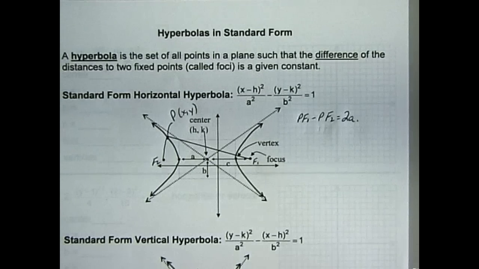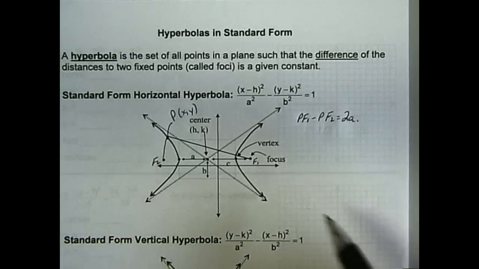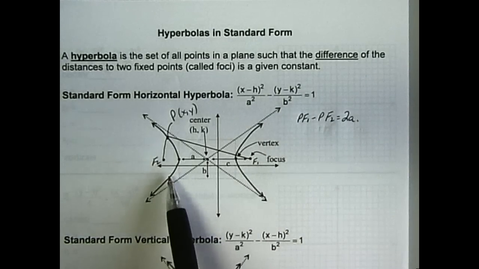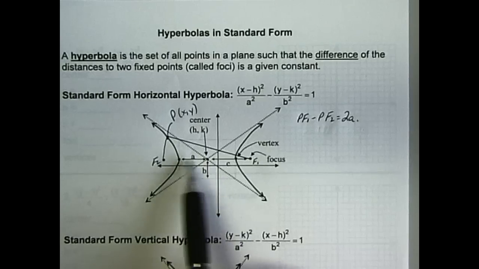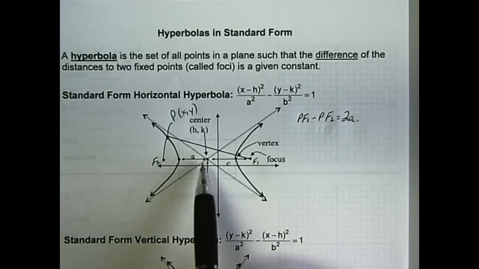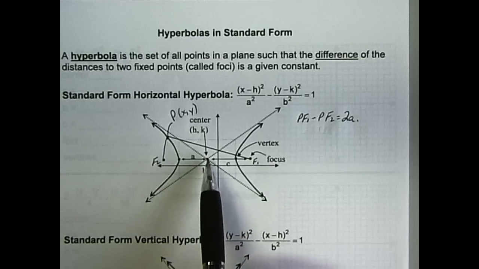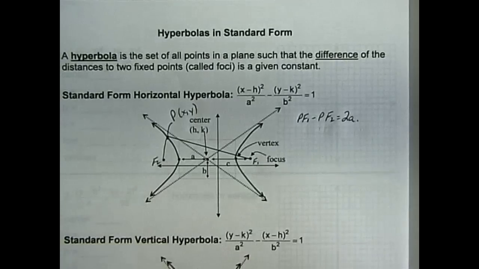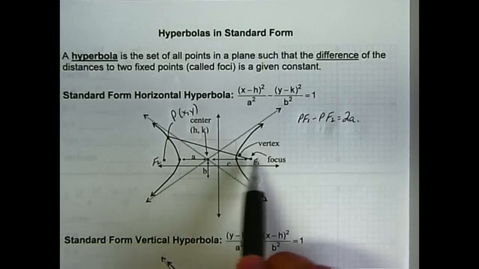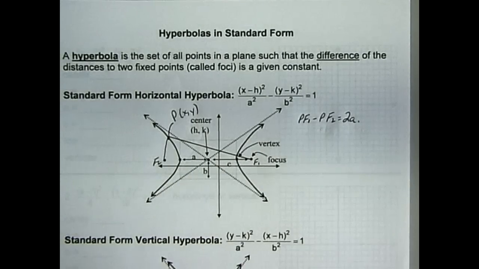Not too much different to say here, except that when we're dealing with the ellipse, the distance between the center and the first vertex is going to be shorter than the distance from the vertex to the focus. So the c distance is actually longer than the a distance.